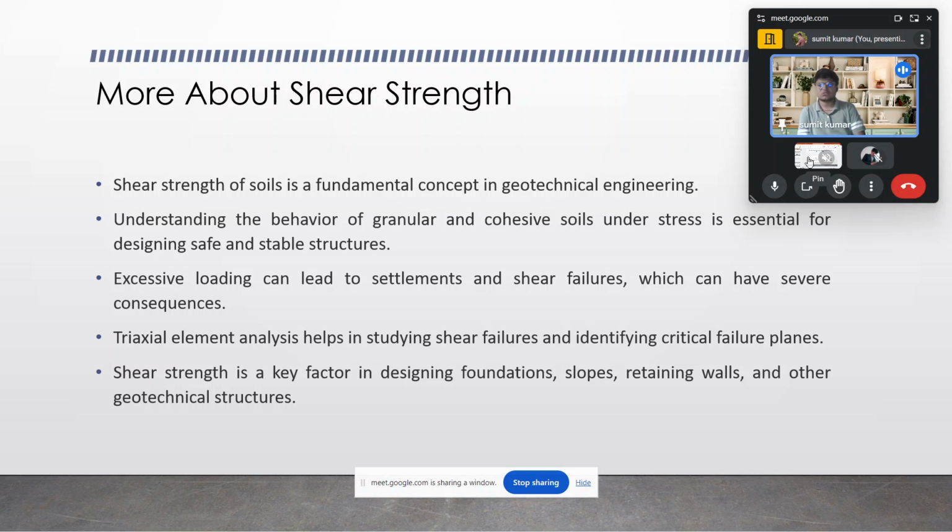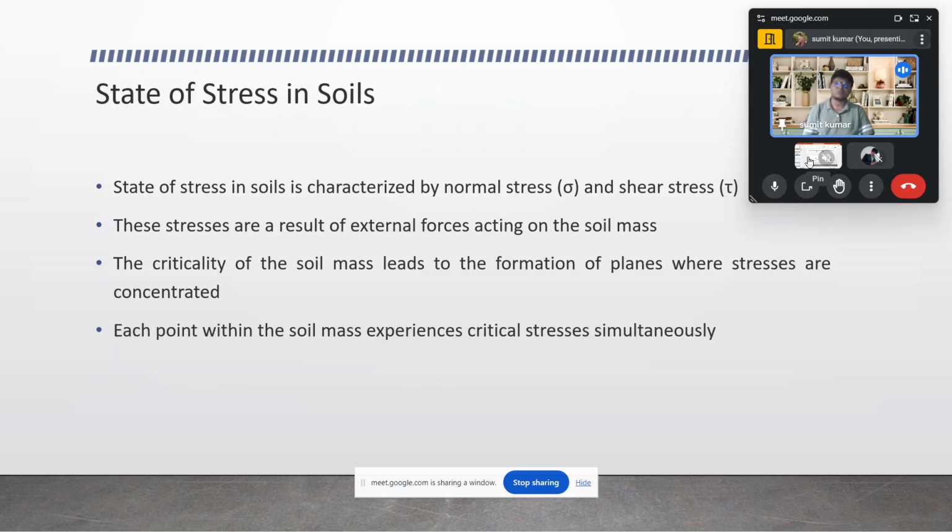We also understood about shear strength, which is a fundamental concept in geotechnical engineering, and it is a key factor in designing foundations, slopes, retaining walls, and different geotechnical structures. Whatever structures we are going to make, shear strength is one of the most important aspects.